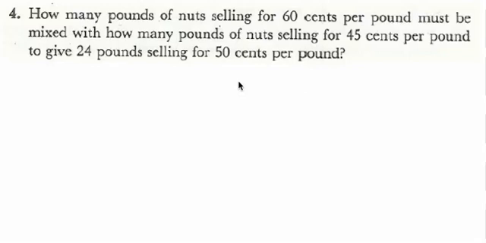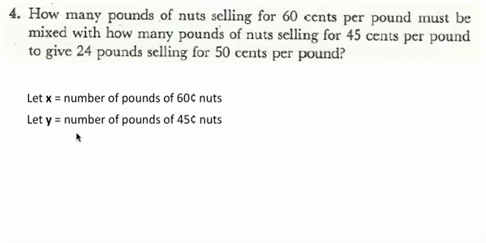Okay, so we have two unknowns. One of the unknowns is the number of pounds of nuts selling for 60 cents. So let X be the number of pounds of 60-cent-per-pound nuts. The other unknown is how many pounds of nuts selling for 45 cents per pound. So let Y be the number of pounds of 45-cent-per-pound nuts. We know altogether that they have to add up to 24 pounds, so X plus Y equals 24.